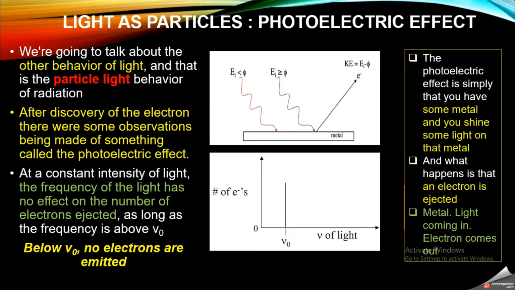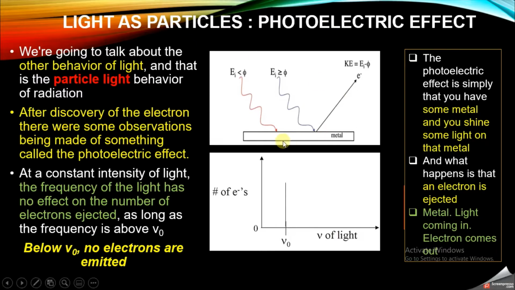Now let us see another experiment where we can see that light can also act as a particle. And this experiment is commonly called the photoelectric effect. This photoelectric effect was observed just after the discovery of the electrons. And what is this photoelectric effect?